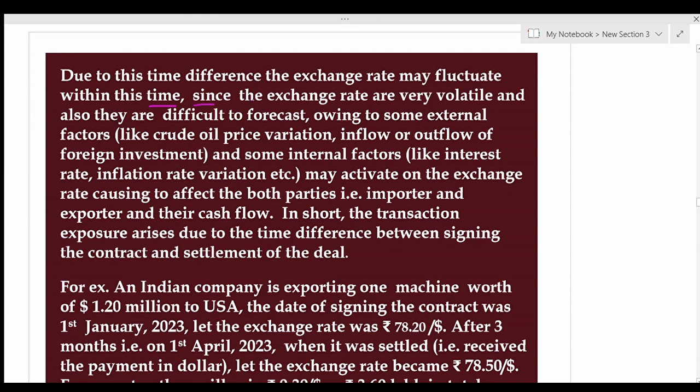Since exchange rates are very volatile and also difficult to forecast owing to external factors like crude oil price variation, inflow or outflow of foreign investment, and internal factors like interest rate and inflation rate variation, they may fluctuate, affecting both parties, the importer and the exporter, and their cash flow. In short, transaction exposure arises due to the time difference between signing the contract and settlement of the deal.